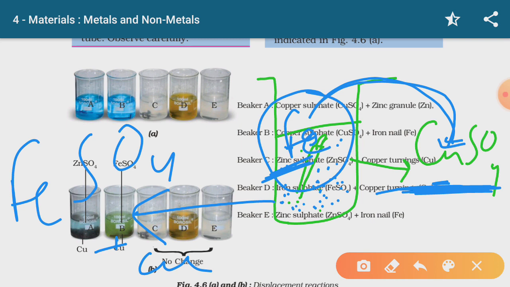So a more reactive metal, because iron is more reactive, it is higher in the reactivity series, so we say that a more reactive metal displaces a less reactive metal from its salt solution. So this is called displacement. The iron has displaced or replaced copper from its position and has taken its own position.